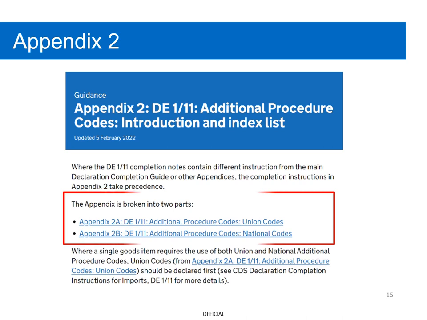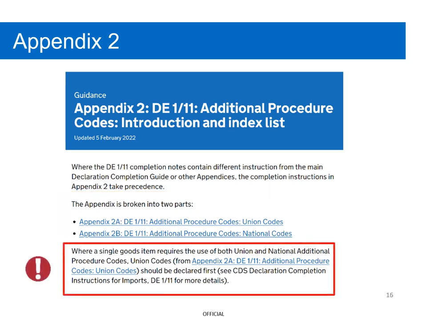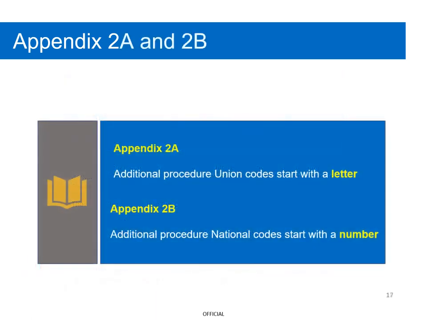The appendices are split into Union and National Additional Procedure Codes. Any Union Additional Procedure Codes must be declared before National Additional Procedure Codes. If there is a combination of both Union and National codes, the Union codes must be declared first. Additional Procedure Union codes start with a letter, whereas National codes start with a number.